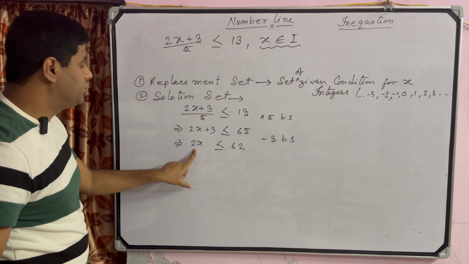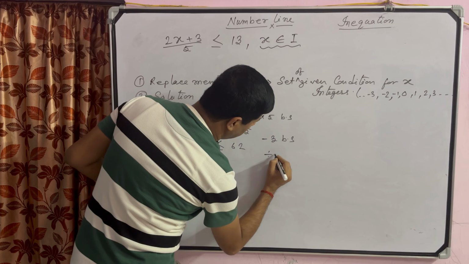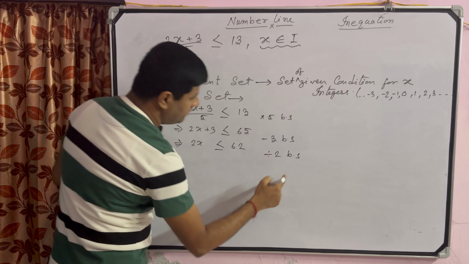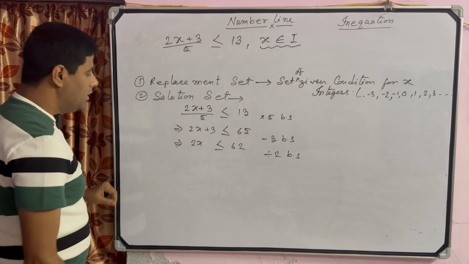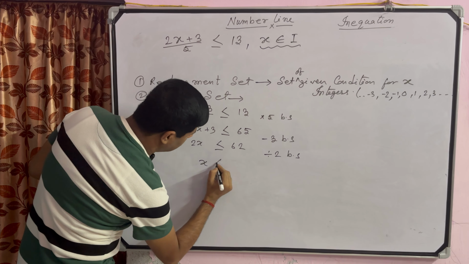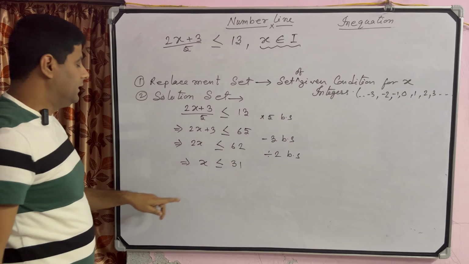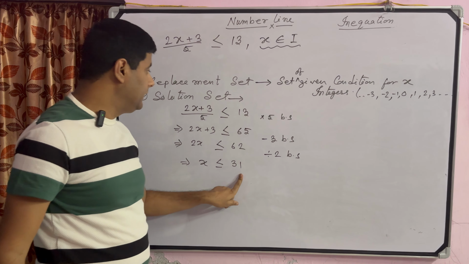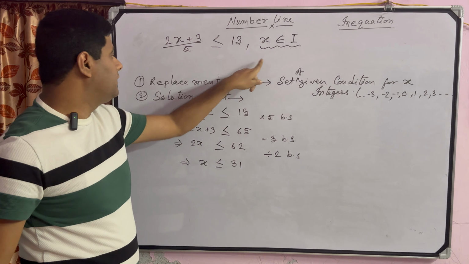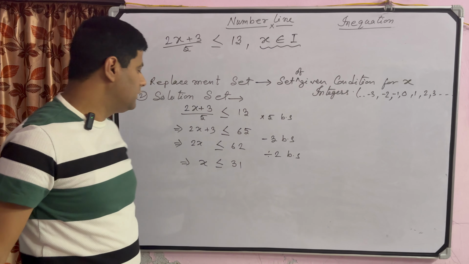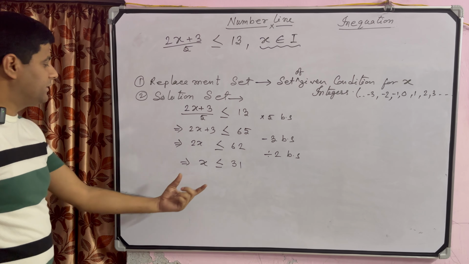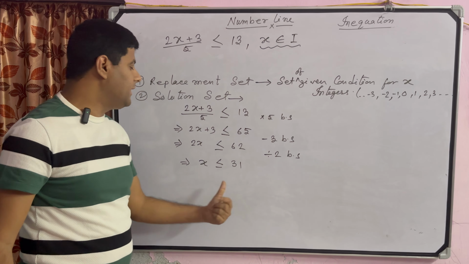Now we need to remove this 2. So I will divide it by 2 both sides. BS stands for both sides here. So it will be x is less than equals to 31. Correct? See, the value of x is less than equals to 31. Okay. And what is the replacement set? We have integers. So all the values which are less than or equal to 31 and are integers will be the answer.